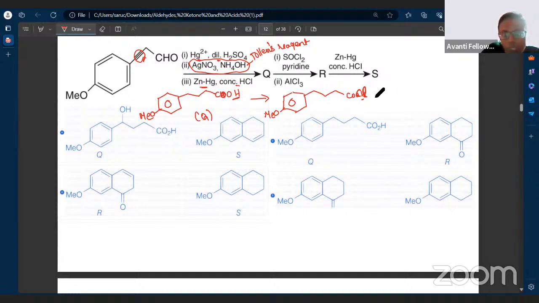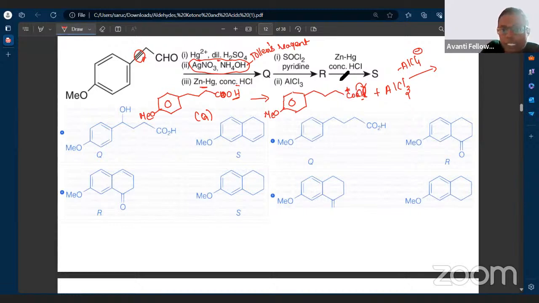So aluminium chloride, AlCl3, what it will do? It will take up the Cl and it will be removed as AlCl4 minus. Okay, if this is removed, you will be having a positive charge on the carbon.